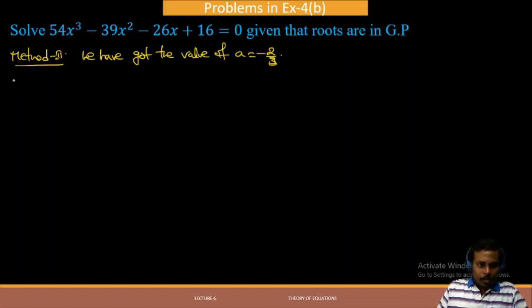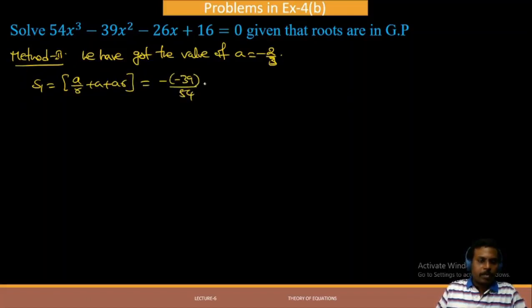Okay. Now consider S1 is equal to A by R plus A plus AR. This is equal to minus of minus 39 divided by 54. So that is equal to 13 divided by 18. So if I take common A, it is 1 by R plus 1 plus R is equal to 13 divided by 18.